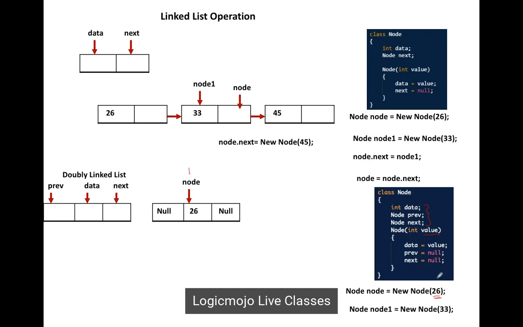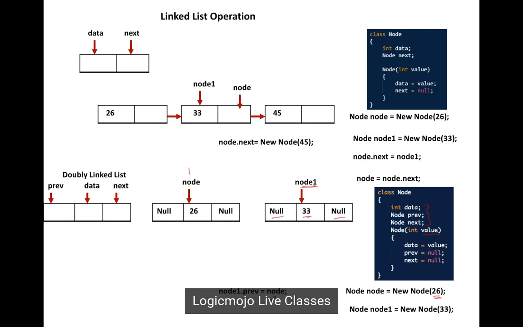Now let's create another node. So node1 equal to new node 33. So what will happen? We have the instance, that is node1, which is pointing to this particular node where we have the data as 33, previous is null, and next is also null. Now let's do some operation on these two nodes.